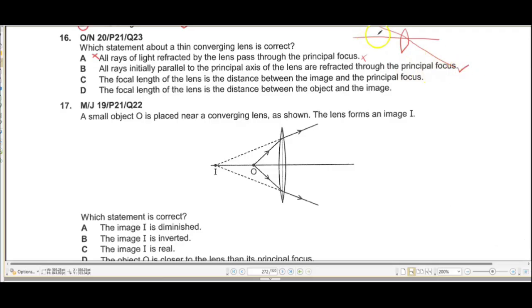Yes, this is correct. So all the rays that are parallel to this line, which is the principal focus, after being refracted through the lens, have to pass through the principal focus of the lens. So this is correct. So B is our correct option.